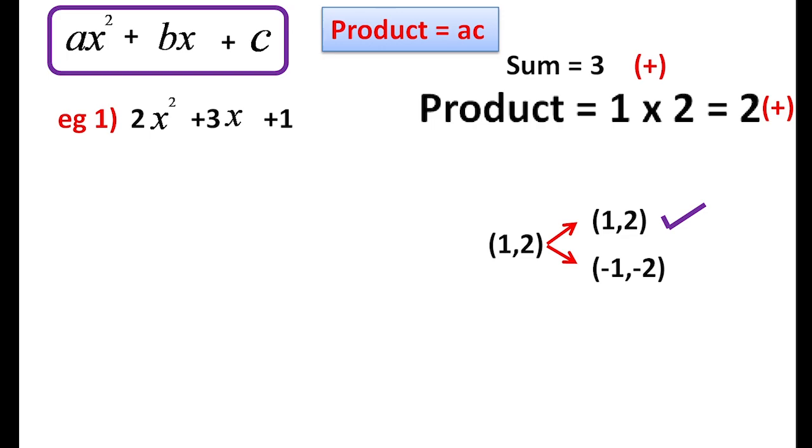Since we are studying this for the first time, that's why I am explaining each and every pair we are checking. Negative 1, negative 2 is the second pair. After adding negative 1 and negative 2 we will not get positive 3. So that option is wrong.